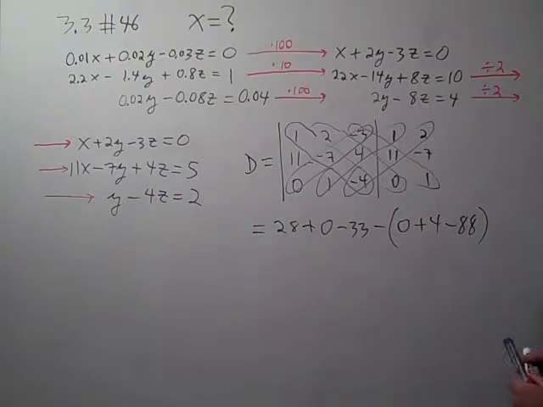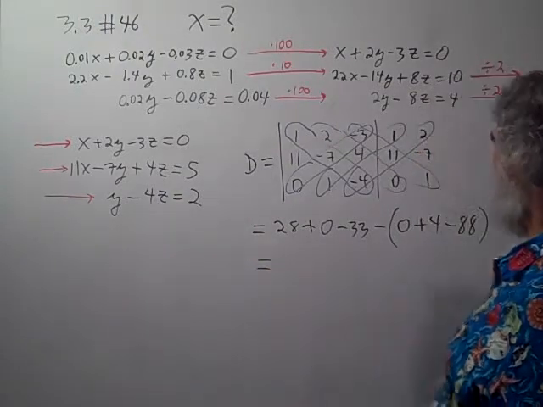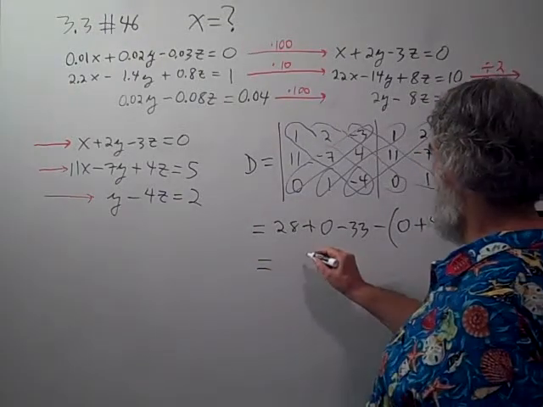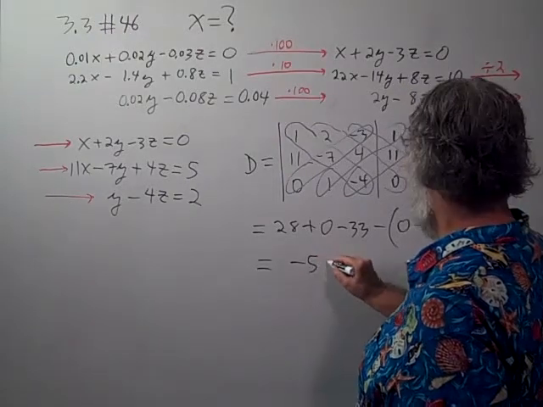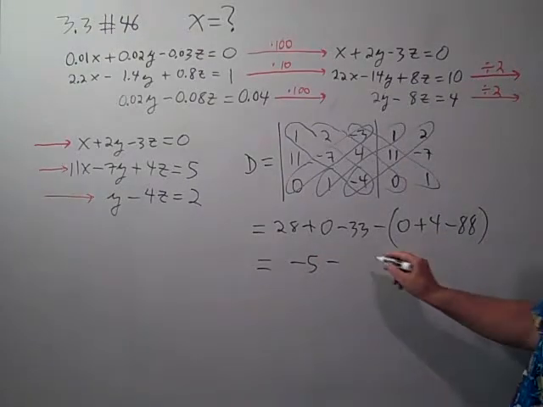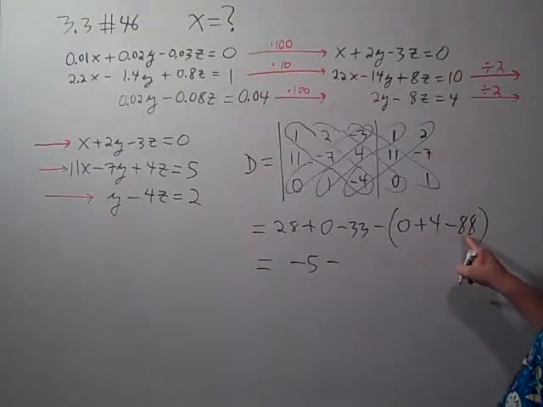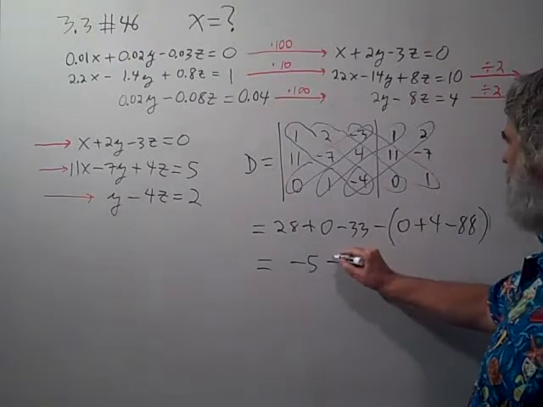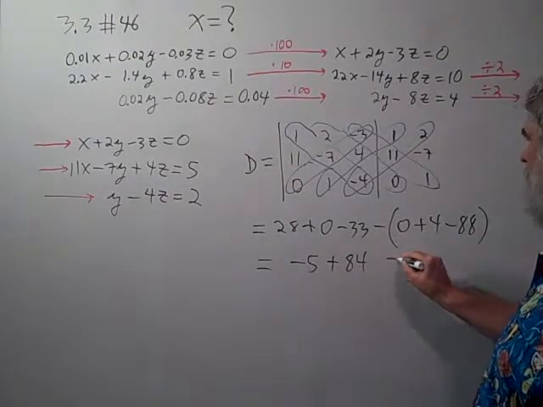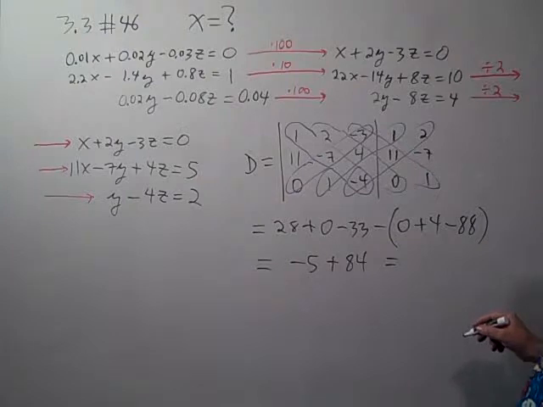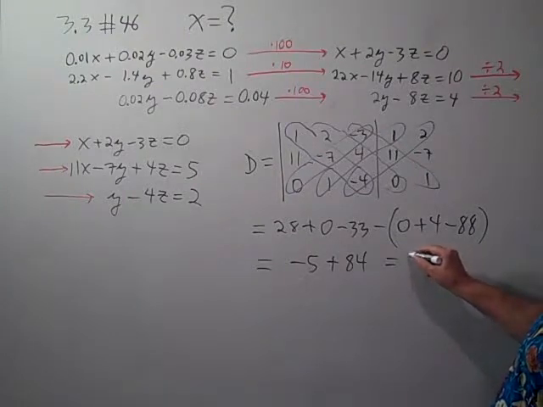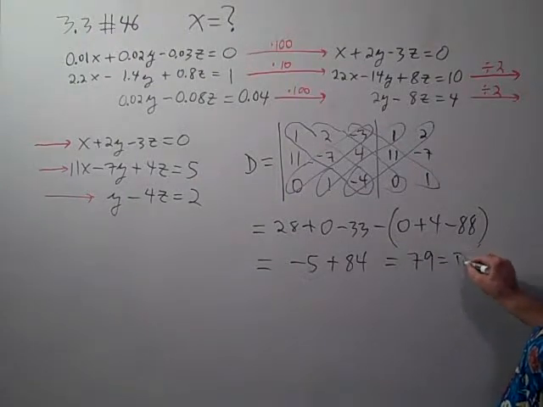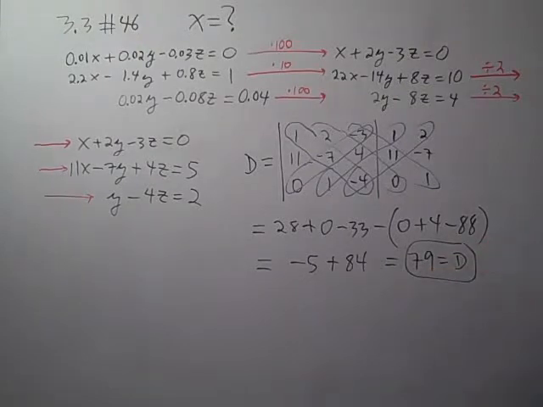So 28 take away 33 is negative 5. And we're subtracting from negative 5 the sum of negative 88 plus 4; 4 minus 88 is negative 84. The negative of a negative 84 is plus 84. So d ends up equaling 84 minus 5, which is 79. So there's the d for this linear system.